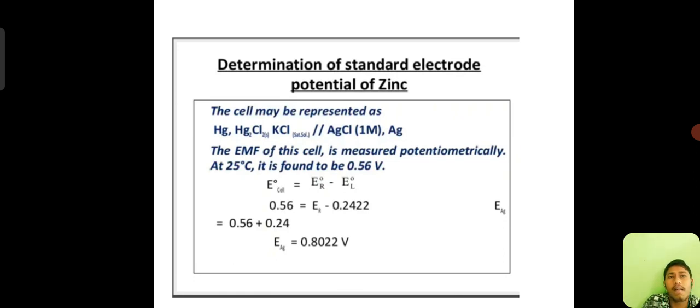0.56 is found to be equal to E R minus E L, where E L is 0.2422. And the final overall reaction gives the right-hand side electrode potential, 0.8022 volts.